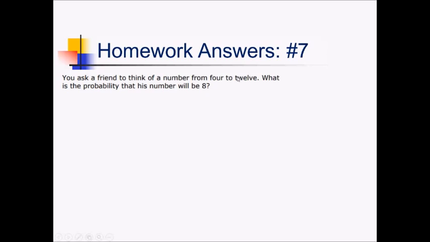So 4 to 12, 12 minus 4 is 8, but we have to add 1 for the 4 in there. So that ends up actually being 9 different numbers. So we have 9 possibilities. And then the desired outcomes, we just want the number 8. That's 1 out of those 9 possibilities. So the probability of getting 8 is 1 out of 9.